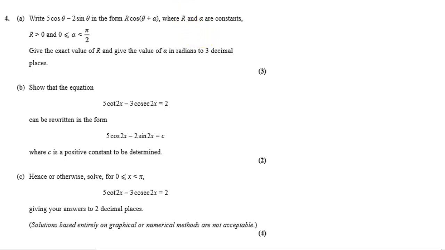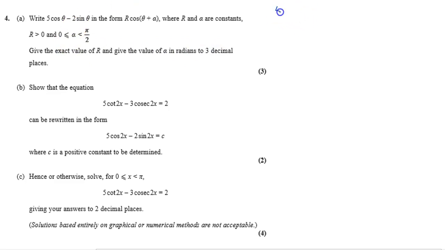Question number 4, part A. Write 5 cos theta minus 2 sin theta in the form r cos(theta plus alpha), where r and alpha are constants. R is greater than 0 and alpha is greater than or equal to 0 and less than pi over 2. Give the exact value of r and give the value of alpha in radians up to 3 decimal places.